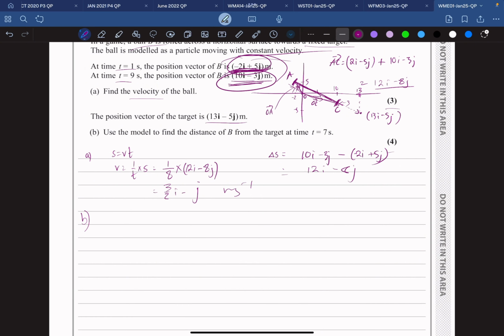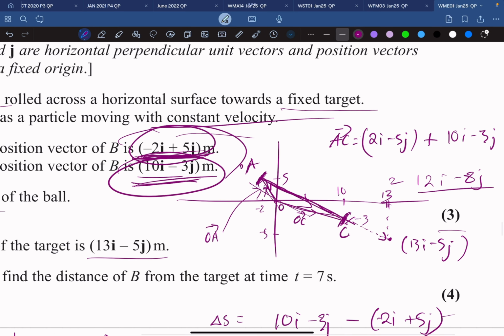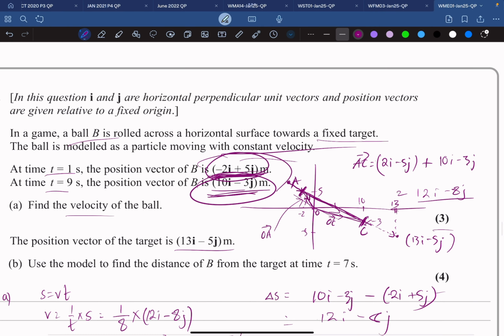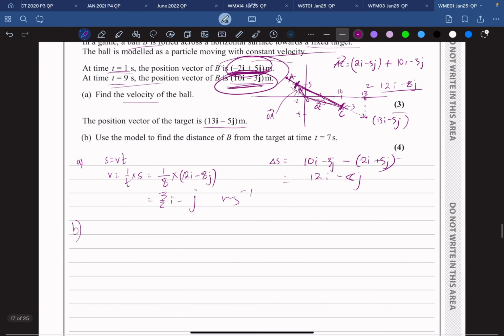Maybe at t is equal to 0, you're like here, and then from 0 to 1 you travel to a, and that's just the information they've given us. That's what's happening. So at t is equal to 1, you have this position vector. There we go. You have this. Okay, and at t is equal to 7, you will have been moving for 7 seconds, but now we're concerned about the change in time. That's just 6 seconds. So you're moving for 6 seconds.